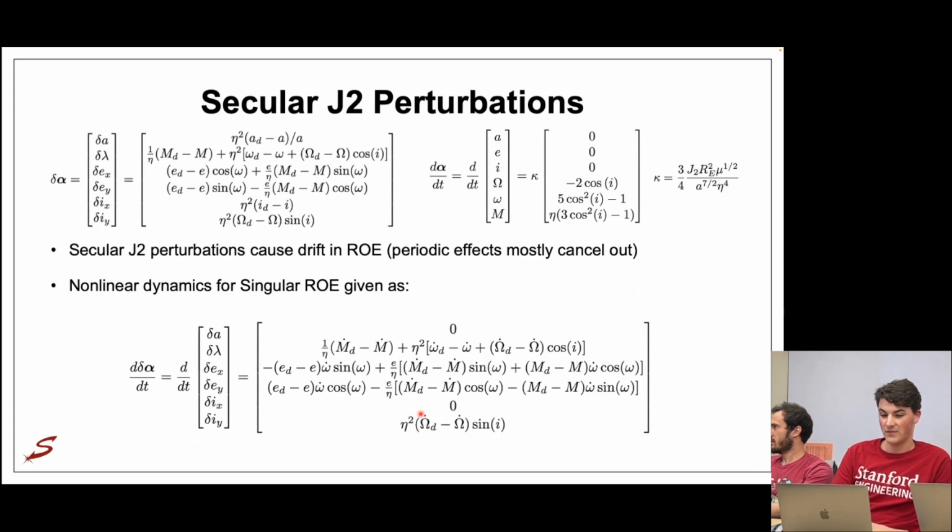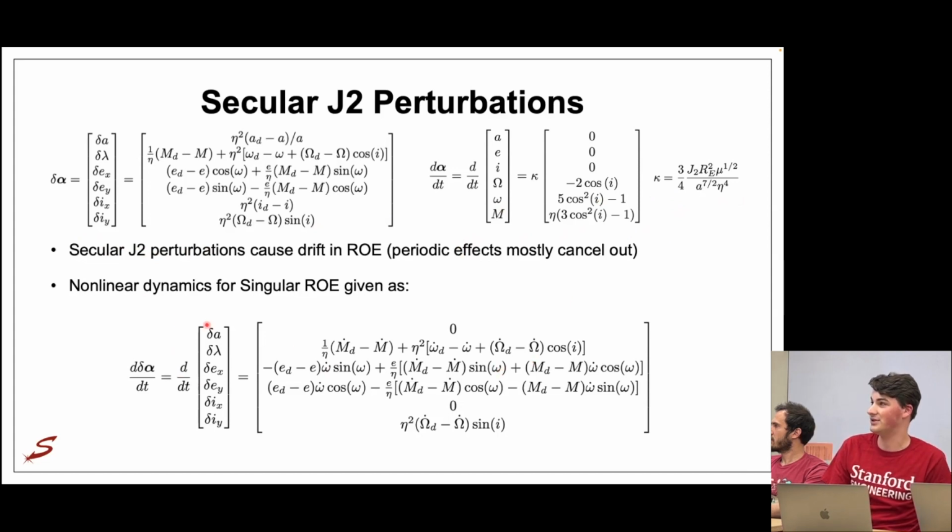So to give an example of a nonlinear, okay, so first of all, I'm only going to be considering secular J2 perturbations because the periodic effects in relative motion, for the most part, will cancel out. So this is the definition of the secular J2 perturbations on absolute orbital elements applied to both the chief and the deputy, right here, where you have some coefficient as defined here.